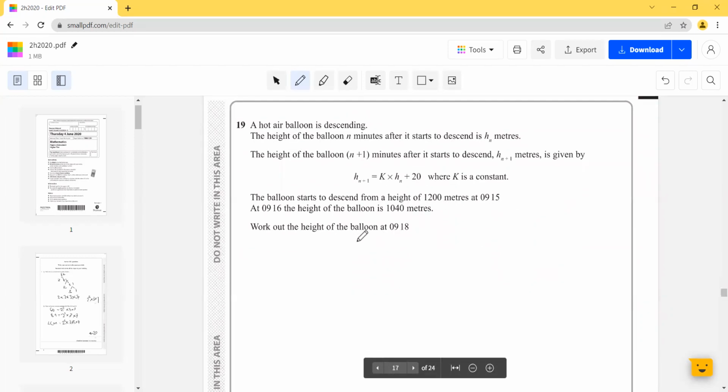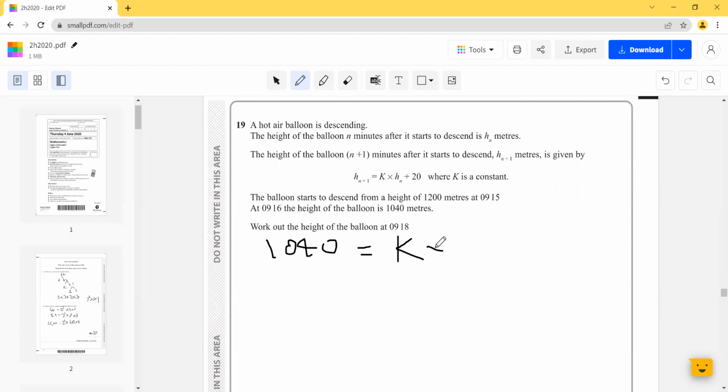Okay, so the first step we know is to find the value of k. So we know that at 9:16, it was 1,040, so that's our hn plus 1. And it's k times hn, and hn is the height at the start of descending, so that's 1,200, plus 20. Well, I'm not going to show steps, but if you bring over the 20 to the other side, we get 1,020, and we can just do 1,020 over 1,200, and you get k is 0.85.